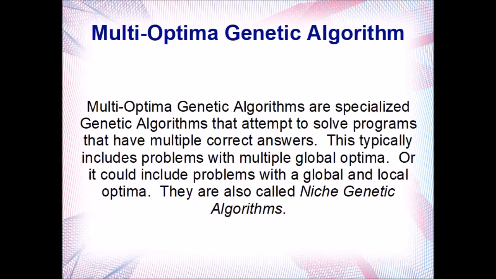A multi-optima genetic algorithm is a specialized form of genetic algorithms that attempt to solve problems that have multiple correct answers. Typically, this includes problems with multiple global optima, but it could include a problem with a single global optimum and one or more local optima. They're also often called niche genetic algorithms.